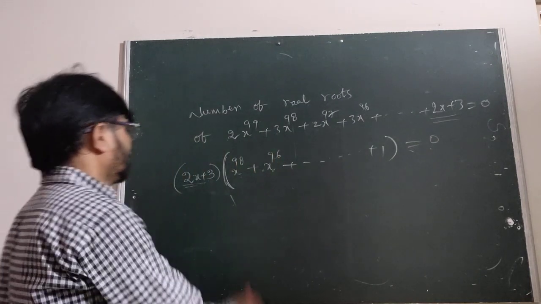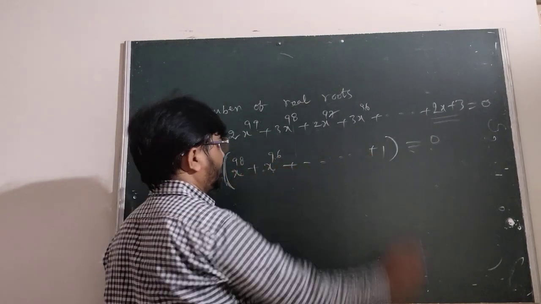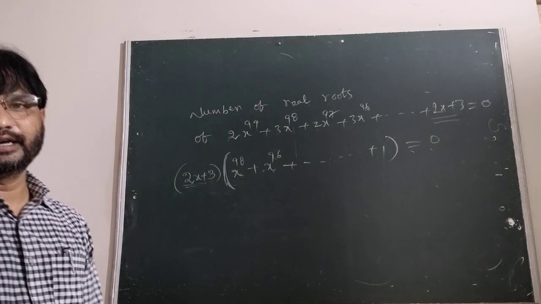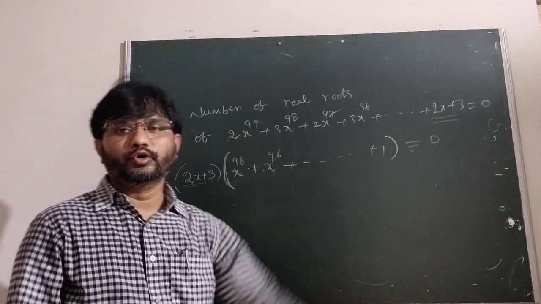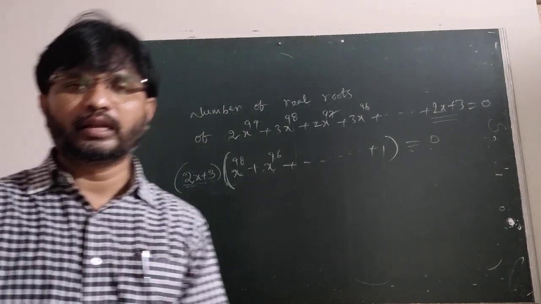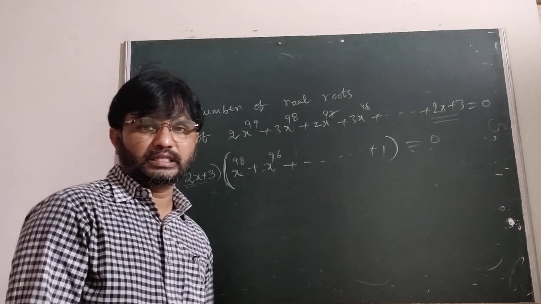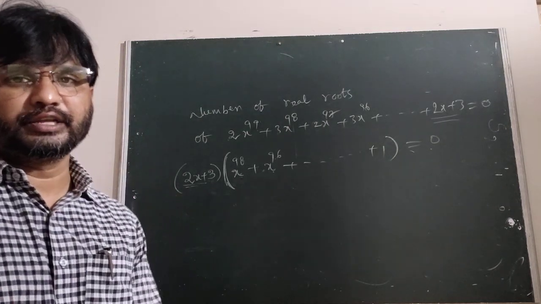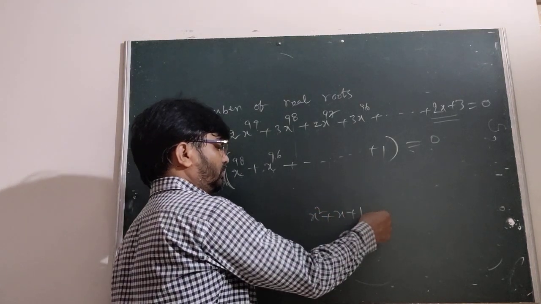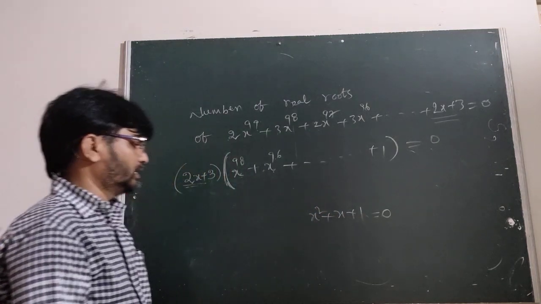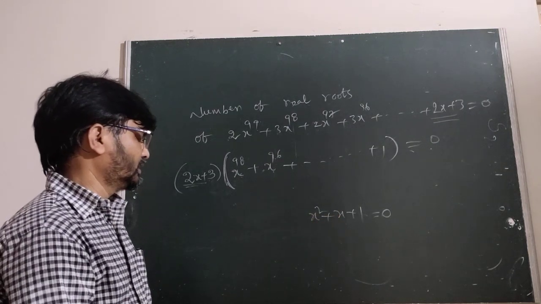So here we are thinking all are positive signs, x power 99, x power 96. Therefore here there is no real root. All are positive signs. There is undoubtedly no real root. For example, x square plus x plus 1. This is the discriminant, which must be less than 0. Discriminant must be less than 0.